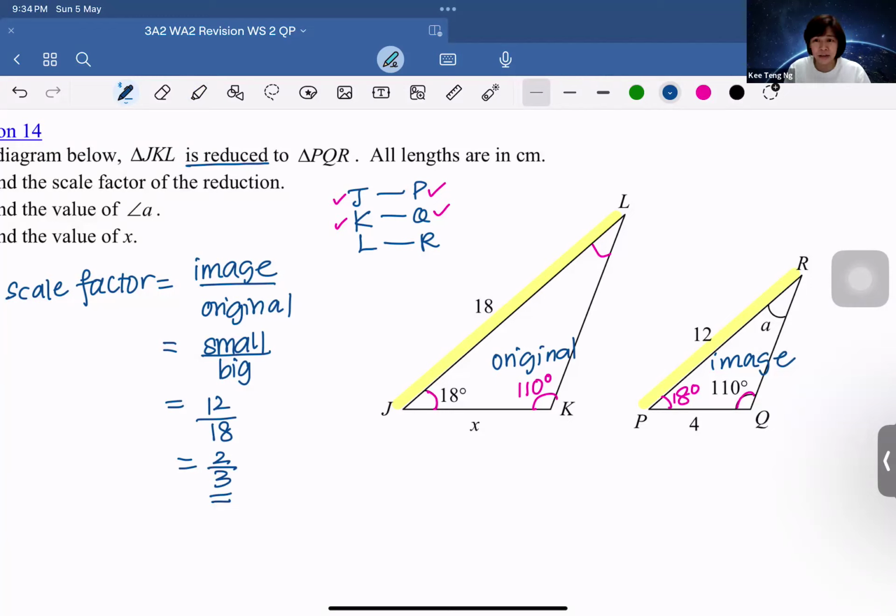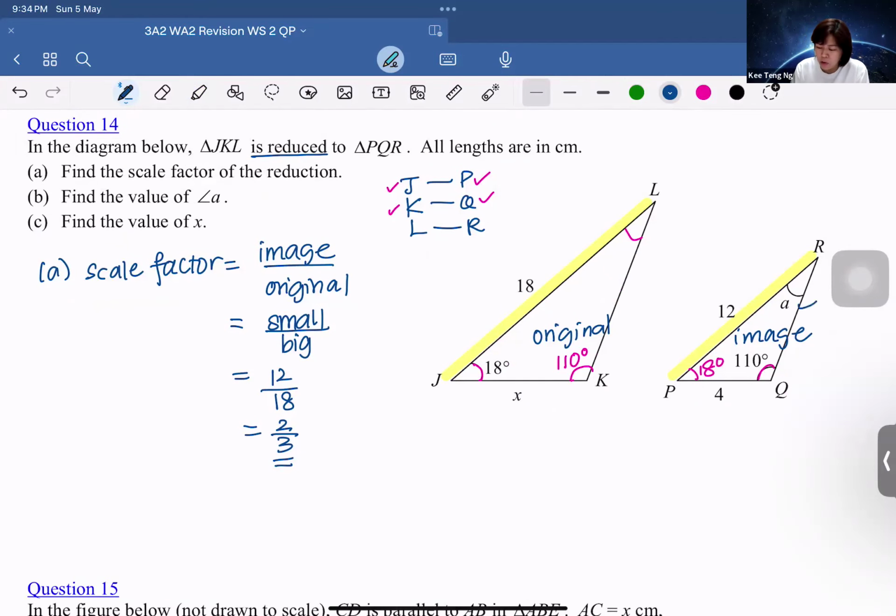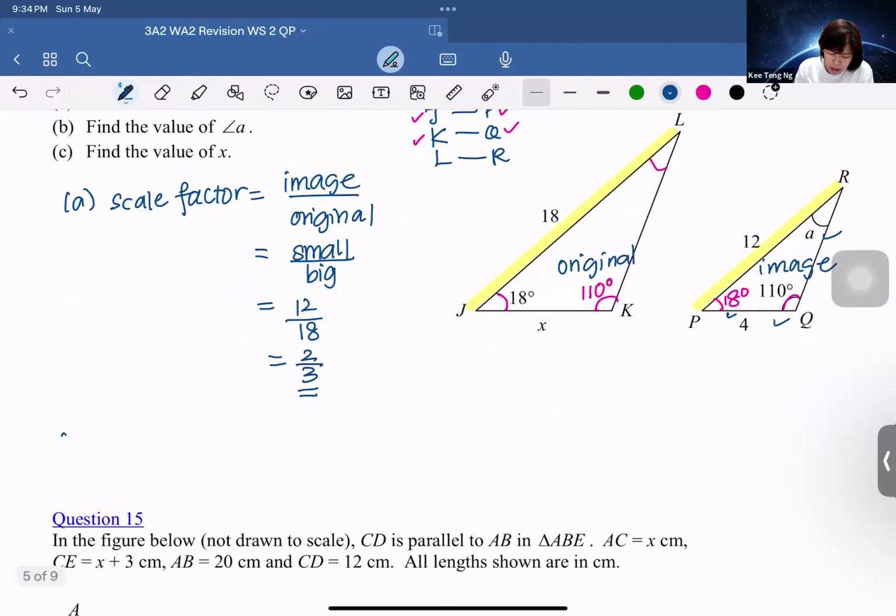Have you gotten the answer? Next question says find the value of A. Well, it's quite obvious already. Over here, I have 18 and 110. Angle sum of a triangle adds up to a total of 180. So angle A will be equal to 180 minus 110 minus 18 degrees, and that gives me 52 degrees. Angle sum of triangle.